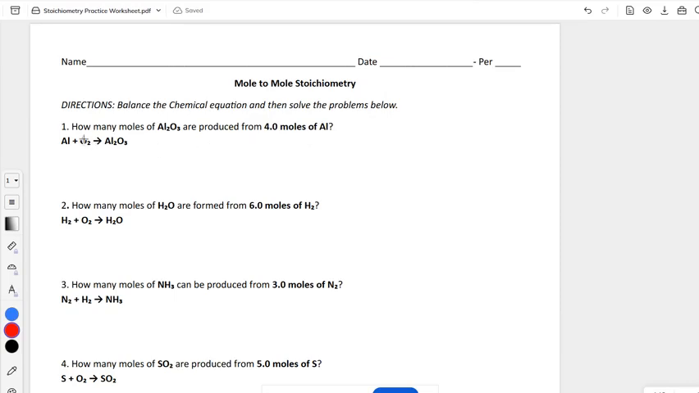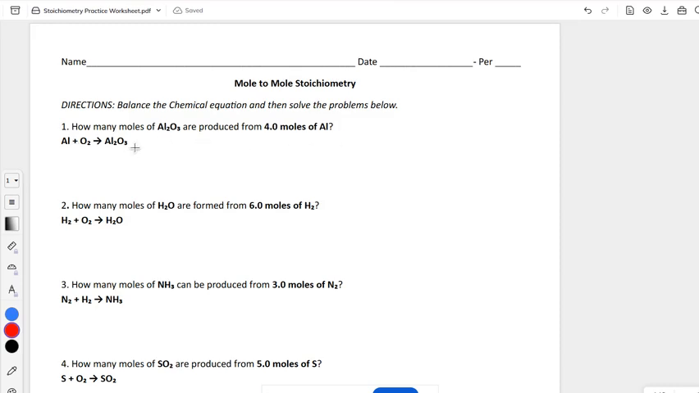The problem's asking how many moles of aluminum oxide, Al2O3, are produced from 4 moles of aluminum. Well, this equation here is not balanced. You can see O3 means there's 3 oxygens, O2 means there's 2 oxygens. 2 and 3 are not the same. We've got to have the same amount of oxygens and aluminums on both sides.